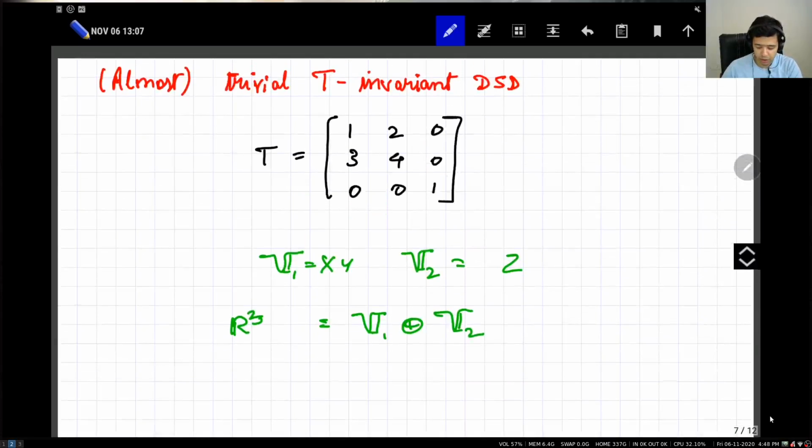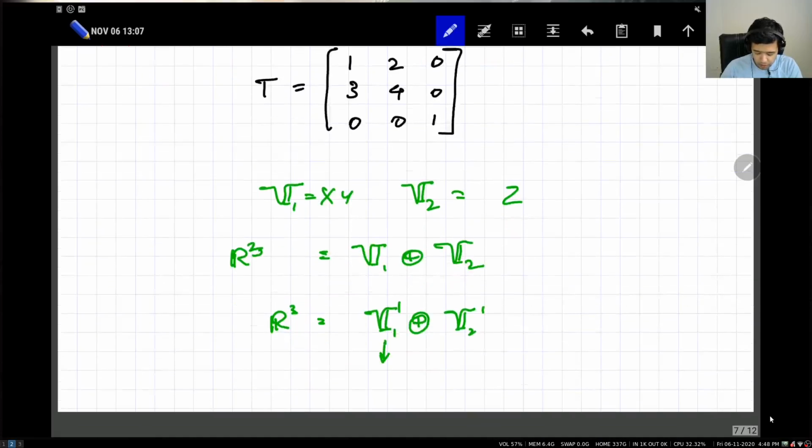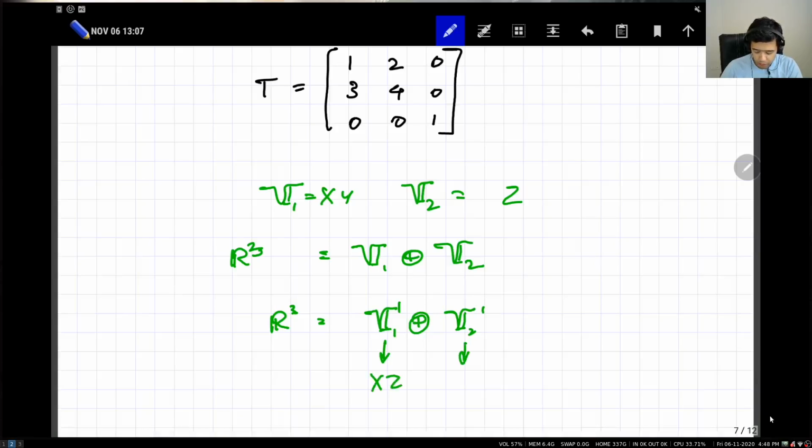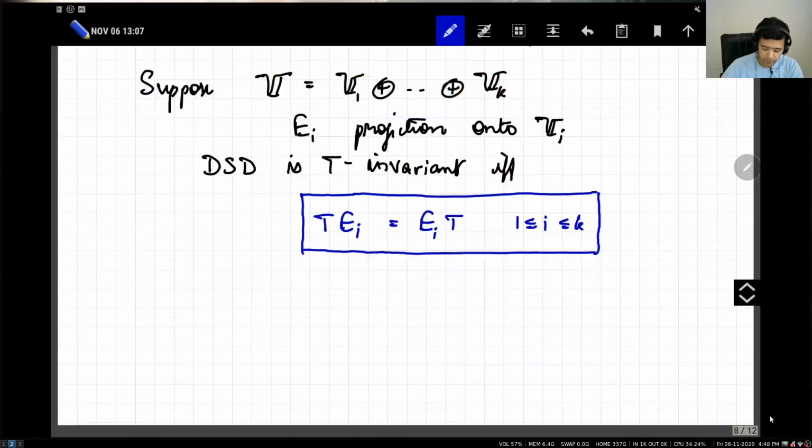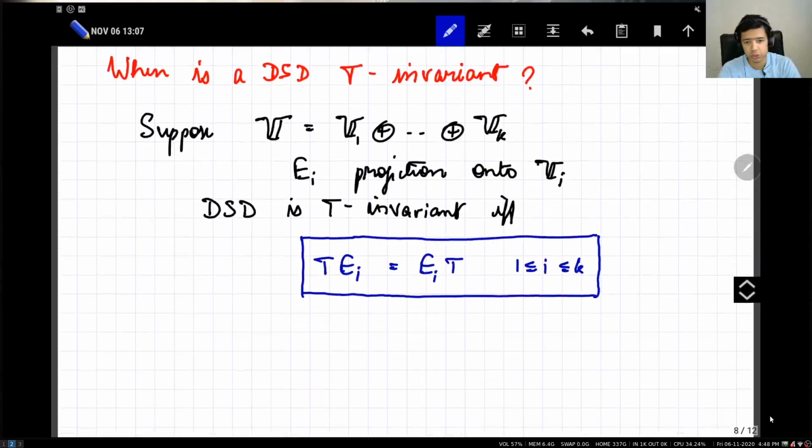In the previous example, R3 can also be written as V1 prime plus V2 prime, where V1 prime is, say, the xz plane and V2 prime is the y axis, right? Because if I take any vector along the y axis and apply T, then I get something in the xy plane, in general. So although this is a valid direct sum decomposition of R3, it is not T invariant for this particular T, right? So when can we say that a direct sum decomposition is T invariant?